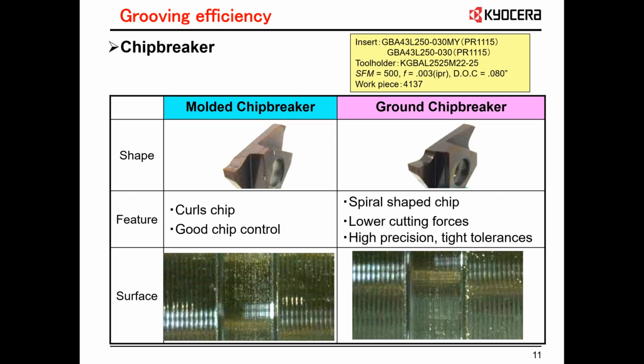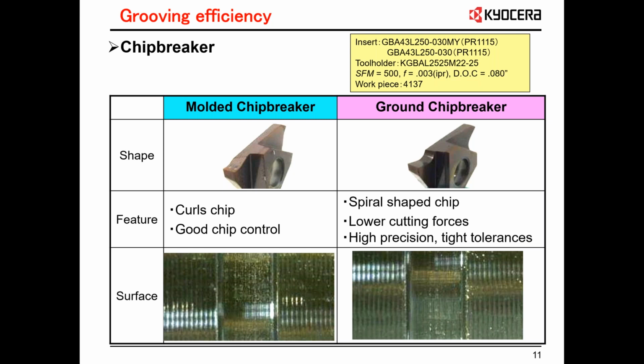The other thing is, of course, you've got to look at two different things here. We offer both molded chip breakers, and you just saw the MY work on that one. Now, this is a GBA example, and ground chip breakers in this type of insert, right? The features, of course, of the molded inserts, you're going to get good chip control. You're going to get nice tight curling because that's what the breaker's made to do. It's made to force that chip into the middle of the dots to make it curl better.